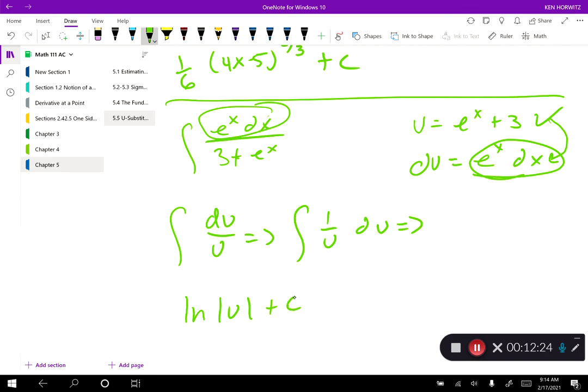It's always plus c, and then I have to substitute back. There we go, and there's my final thing. So whenever I have du over u or 1 over u times du, either way you want to write it is fine, like I said. The integral of 1 over u is ln u, just as the derivative of ln x is 1 over x, just changing the letter.